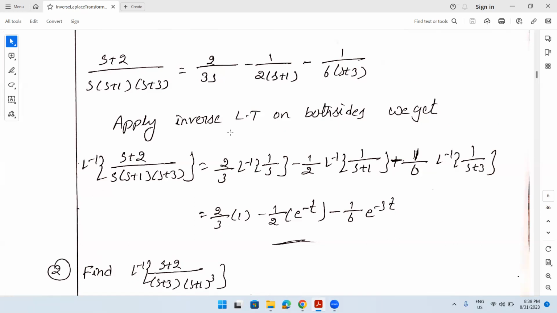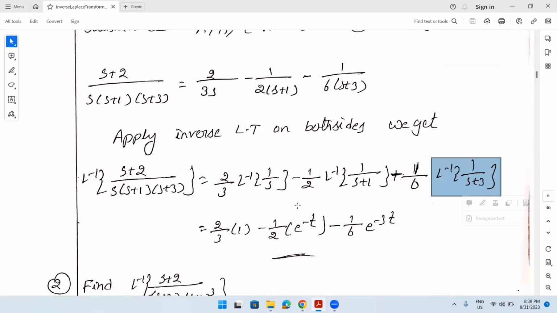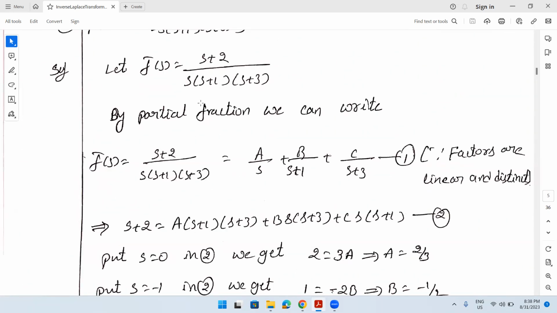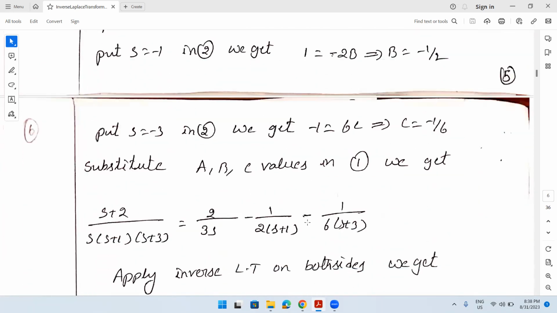Now applying the linear property, we can take 2 by 3 outside, we get L inverse of 1 by s. Minus 1 by 2 outside, we get L inverse of 1 by (s plus 1). Minus 1 by 6 outside, we get L inverse of 1 by (s plus 3), using the linear property. Here is the direct formula I told you. After doing the partial fraction, the question is nothing.